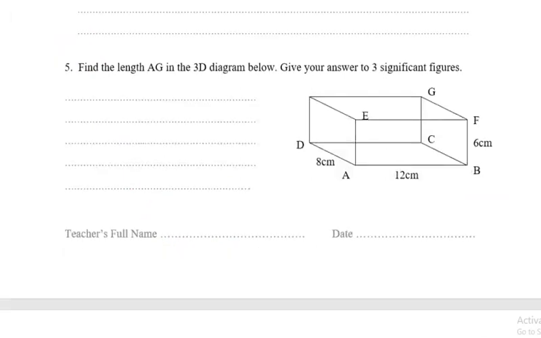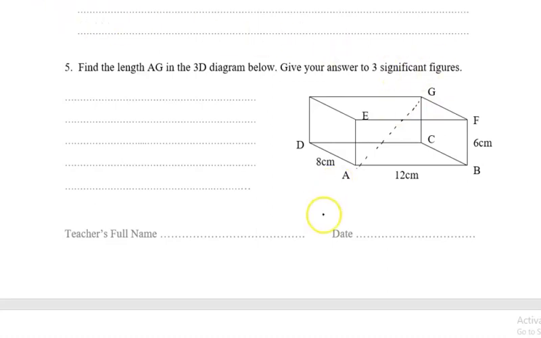Question 5. Find the length of AG in the 3D diagram below. Give your answer to three significant figures. Now the line here, A to G. Now when you go from one corner to another corner on the other side, this is the longest length you can make inside a cuboid.